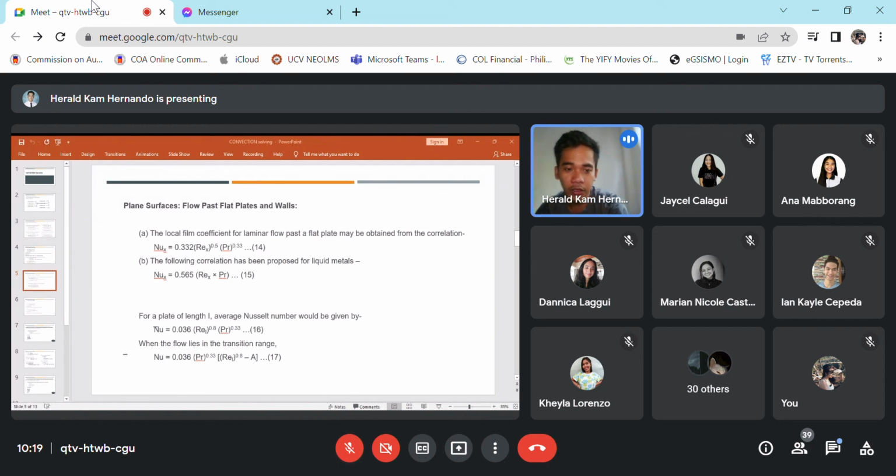And then if you are computing for a plate length, the average Nusselt number would be given by this one: the Nusselt number is equal to 0.036 times the Reynolds number raised to 0.8 times the Prandtl number raised to 1/3. When the flow is in the transition range, the Nusselt number is equal to 0.36 times the Prandtl number of 0.33 multiplied by the Reynolds number raised to 0.5 times the area.